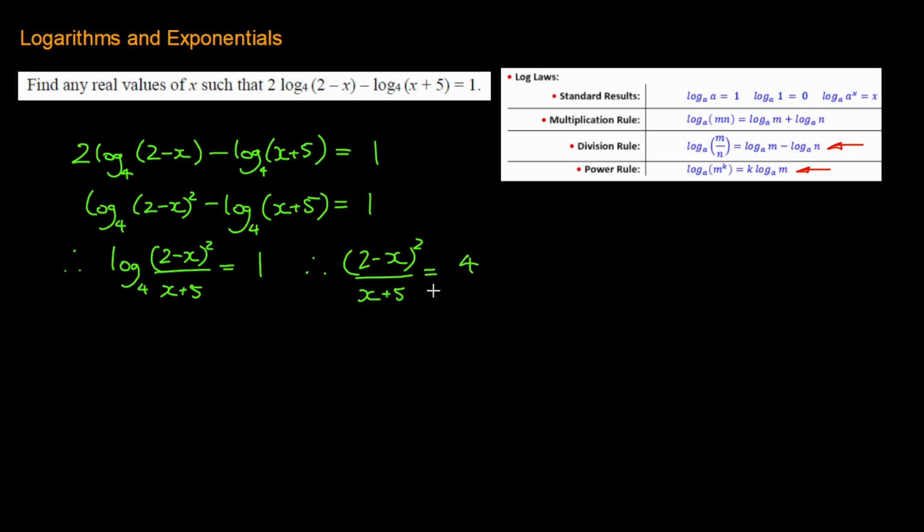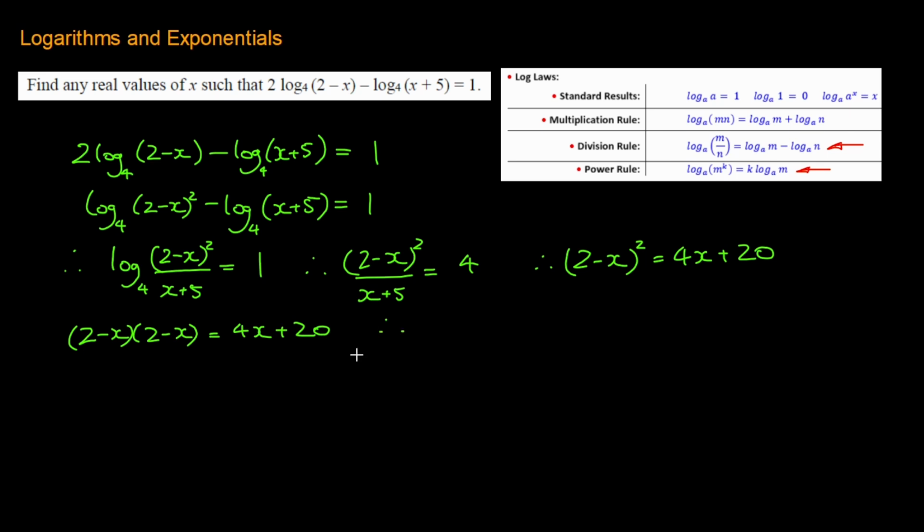Solving this is now an algebraic problem. Multiplying both sides by x plus 5, I get 2 minus x squared is equal to, I'm going to multiply it out as well, this is 4x plus 20. Multiplying that bracket out, we get 4. The underneaths, negative 2x and another negative 2x gives negative 4x and x squared. And that's equal to 4x plus 20.